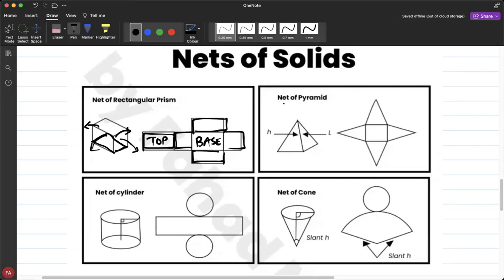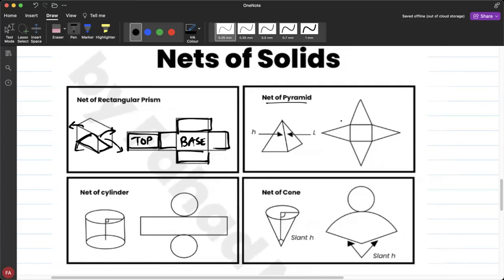In a very similar way, when we talk about the net of a pyramid as well, it opens up in this way. Now, what kind of pyramid is this? It's actually something we call a square-based pyramid. Why do we call it square-based? Because the base over here is a square.